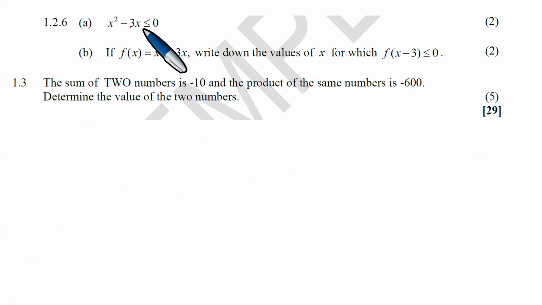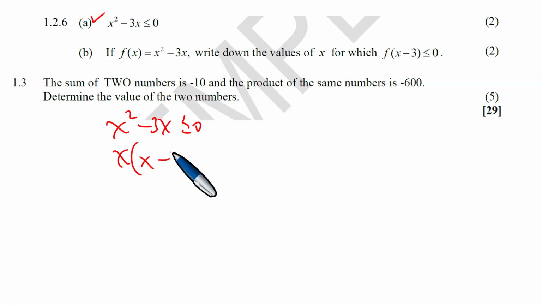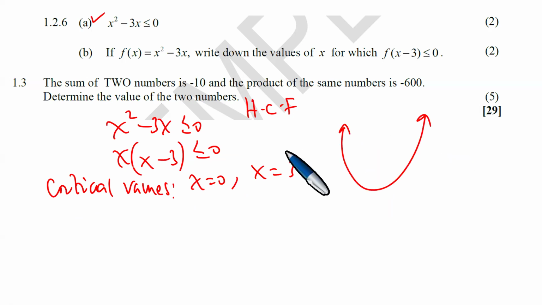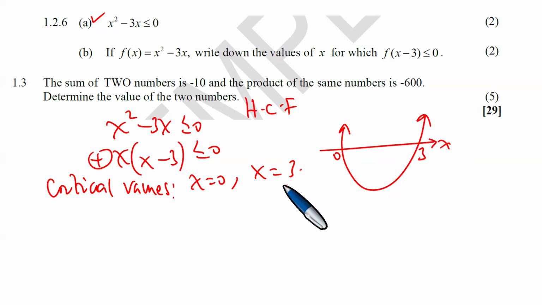In 1.2.6, we need to solve the quadratic, this one. So if you have x squared minus 3x is less than or equal to 0, factor this out and have x times x minus 3 is less than or equal to 0. Because we've already factorized, we have taken what we call the highest common factor. We find what we call the critical values. The critical values are 0 together with 3. A positive coefficient of x squared means you have a minimum vertex, starting with the smallest to the largest, 0 to 3.